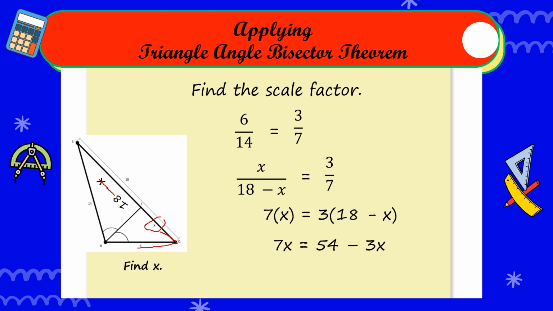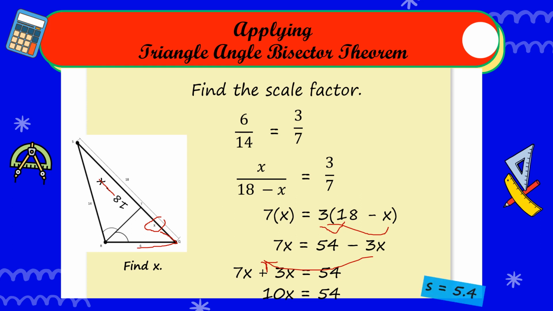So we will have x over 18 minus x equal to our scale factor of 3 over 7. Cross multiply and then distribute this 3 times 18 and 3 times negative x, and the answer is 54 minus 3x. Move negative 3x to the other side. This is just pabalik-balik na step. So 7x plus 3x na equals 54. 7x plus 3x is 10x. So 10x, divide both sides by 10. So that's 5.4. Alright.